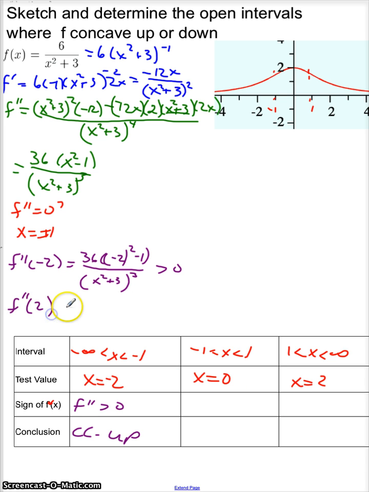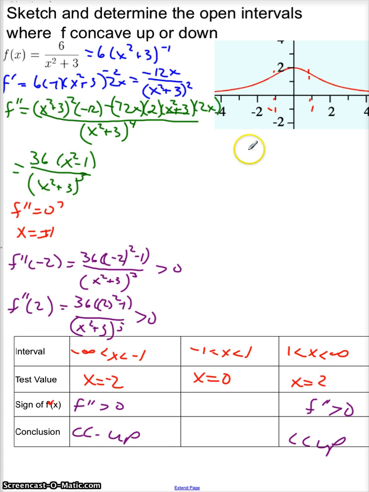Why? Because I'm going to have basically the same answer. This is going to be 36 times 2 squared minus 1, which is positive, divided by x squared plus 3 cubed. All right, and this is also positive. So this is concave up because f double prime is positive.